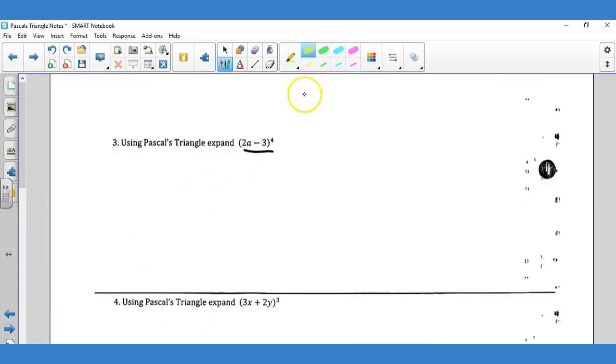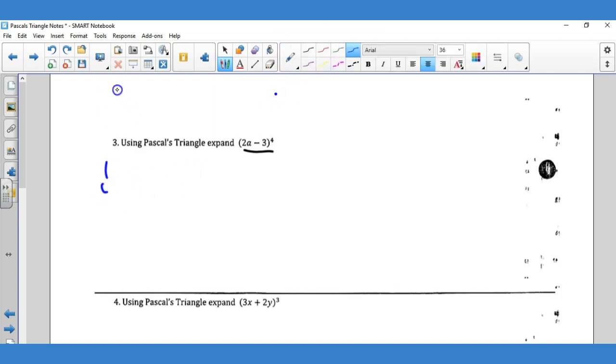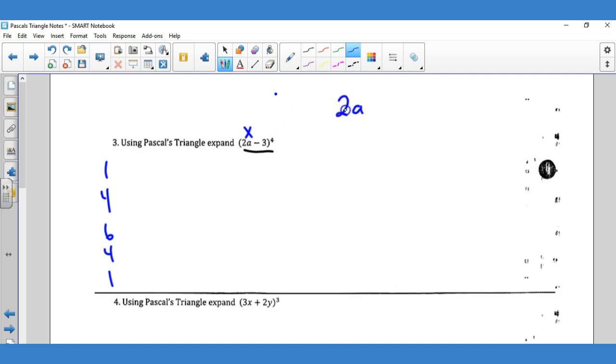For this problem, the vertical method, guys, is like this. You're going to go 1, 4, 6, 4, and 1. Okay, 1, 4, 6, 4, 1. Next, what I want to do is identify my a and my b, or my x. This is x, 2a, and this is b, or excuse me, y, negative 3.